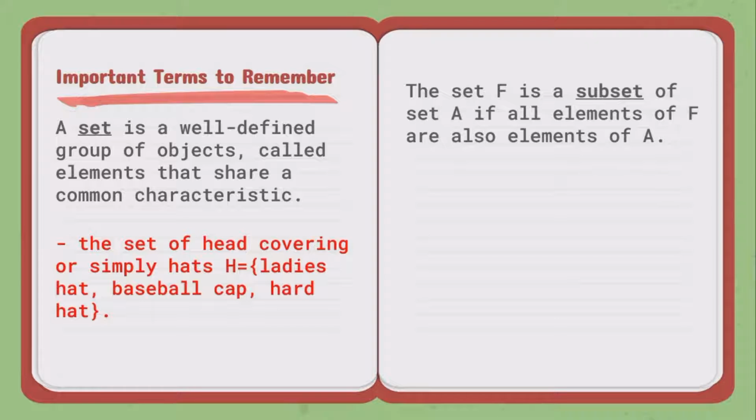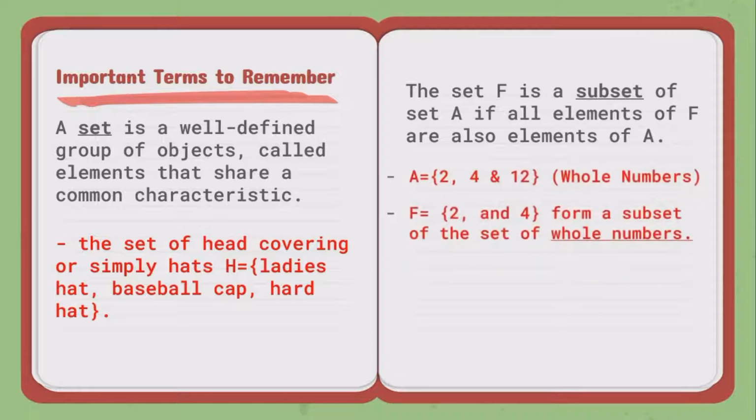The set F is a subset of set A if all elements of F are also elements of A. So for example, we have set A = {2, 4, 12}, whole numbers. So we form a subset, set F = {2, 4}. So set F is a subset of the set of whole numbers, this set A, because all the elements of set F are also elements of A. So that is a subset.